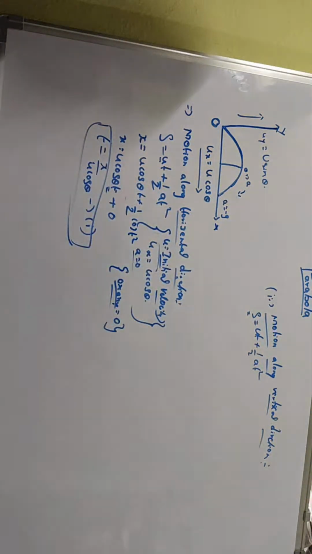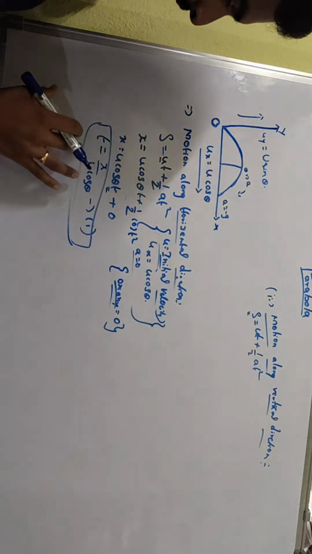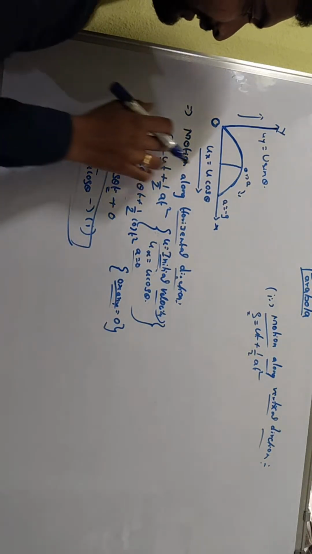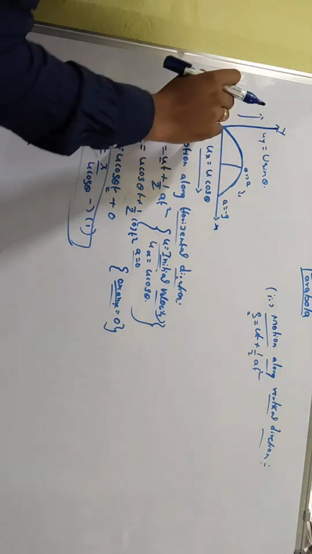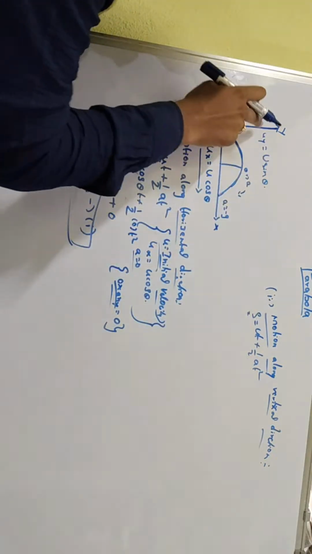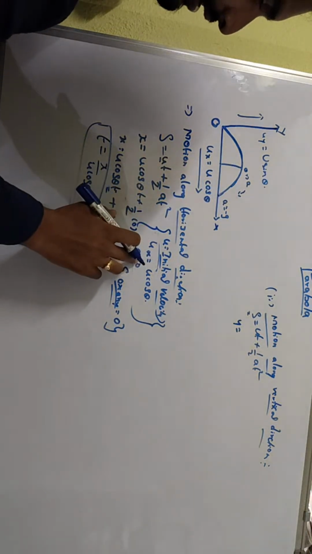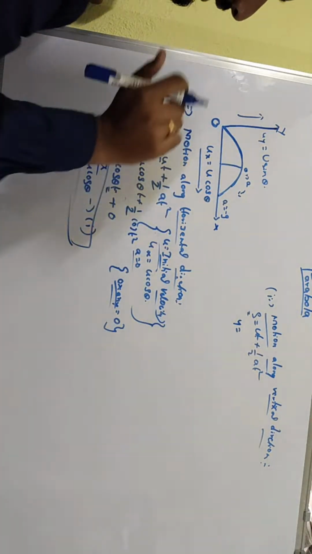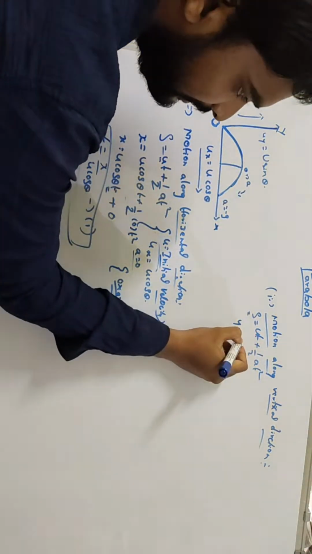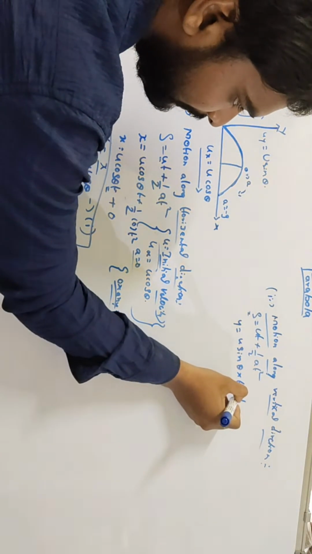In the previous case, s was replaced with x, because x is the displacement in the horizontal direction. In the vertical direction, we replace it with displacement y. So y equals... in the previous case the initial velocity was u cos theta in the horizontal direction. For the vertical direction, uy = u sin theta, so u sin theta into t plus half.